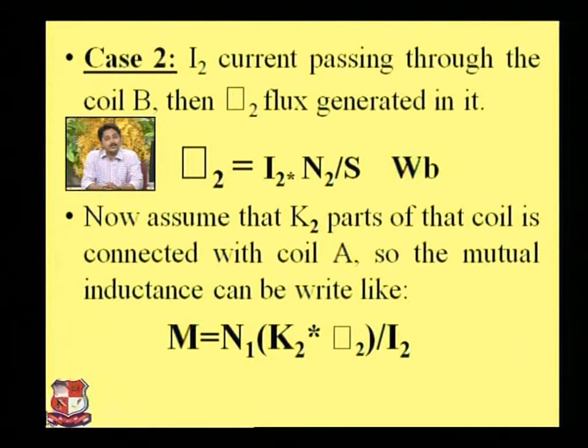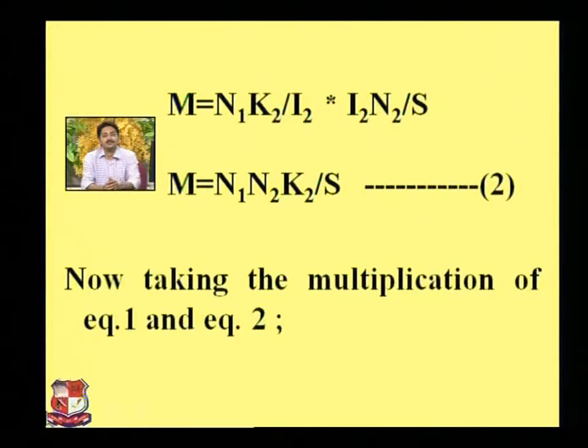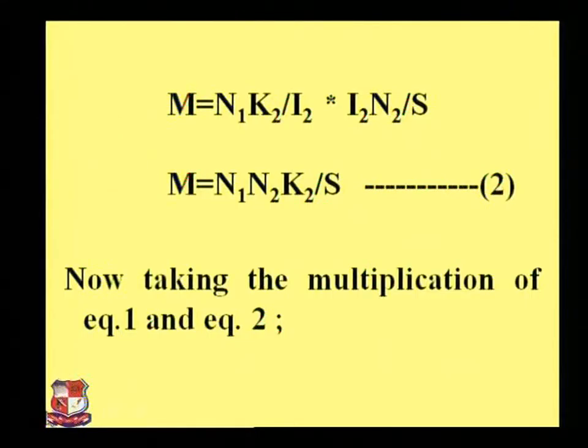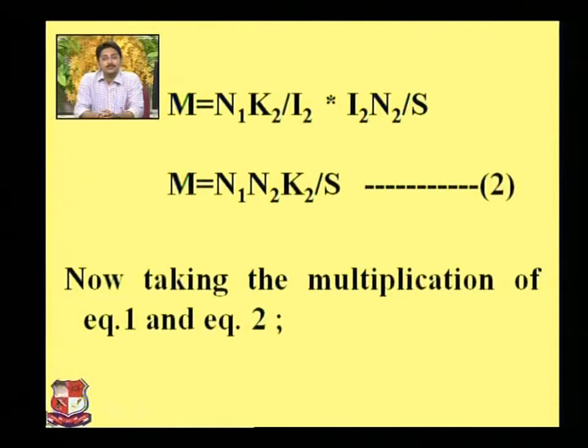which is related to coil A, but the part of phi2 is K2 into phi2 by I2. So rearranging the equation, M equals N1 into K2 by I2 into I2 N2 by S. Now by mathematical solving, we can write M equals N1 N2 into K2 by S. This is case number 2, or equation 2 for case 2.